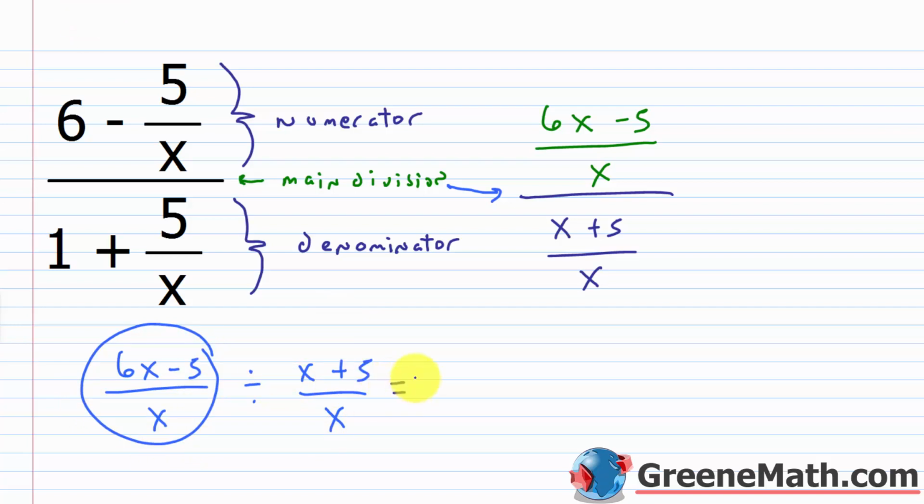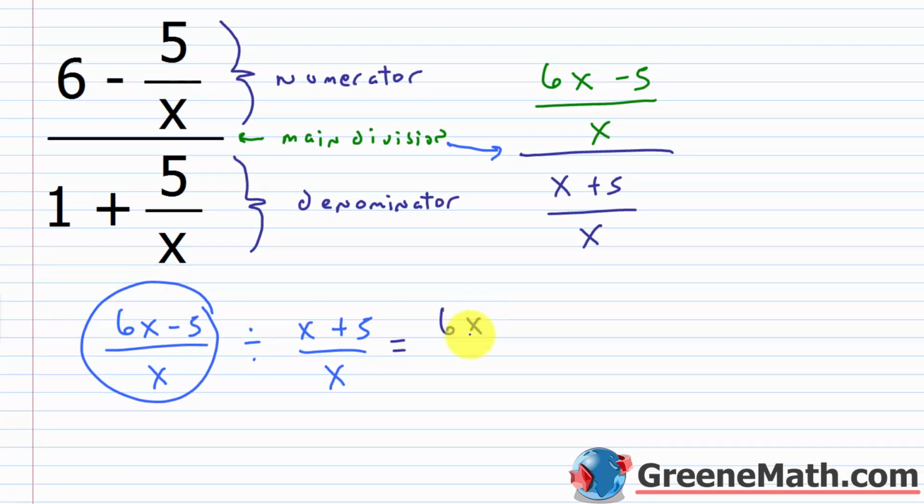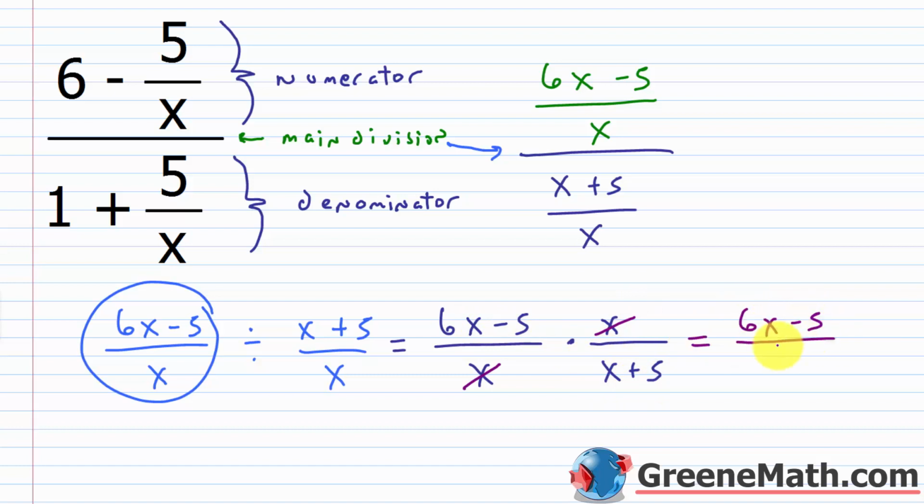So I would say this is equal to, let me scroll down just a little bit. We'd have 6x minus 5 over x times the reciprocal of this, which is x over x plus 5. And what's going to happen is I can cross cancel this x with this x, and I'm just left with 6x minus 5 over x plus 5. So that is the simplified version of this guy right here. So that's method one. That is the slower way to do things.